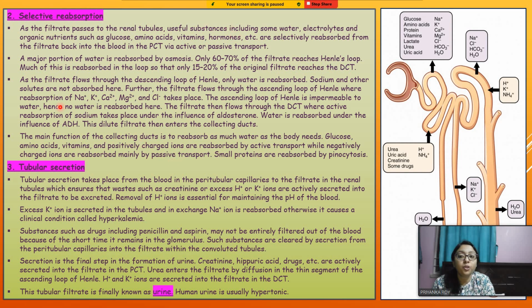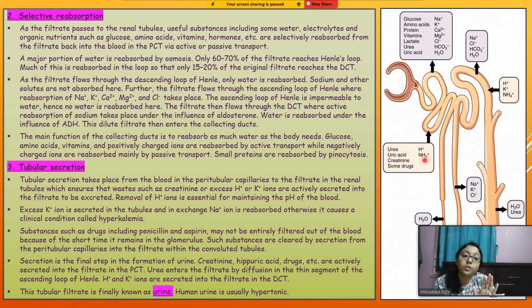A major portion of water is reabsorbed by osmosis. So only 60 to 70% of the filtrate reaches the loop of Henle. From there also it is reabsorbed, and only 15 to 20% reaches the DCT. As the filtrate flows through the descending loop of Henle, only water is reabsorbed, and sodium and other solutes are not absorbed here.